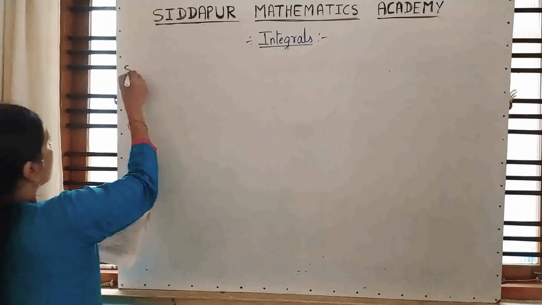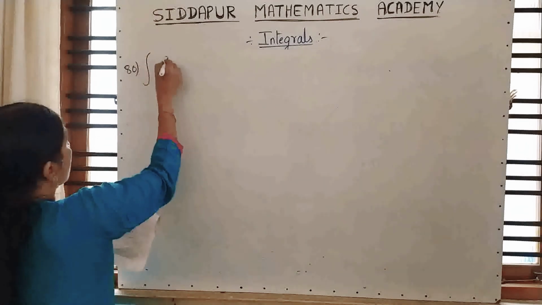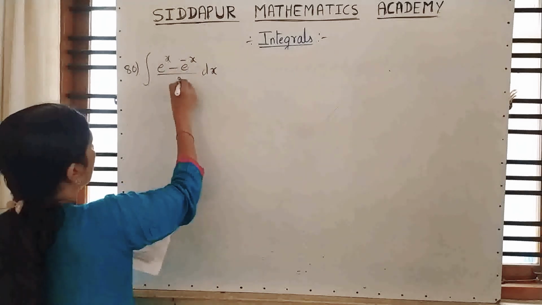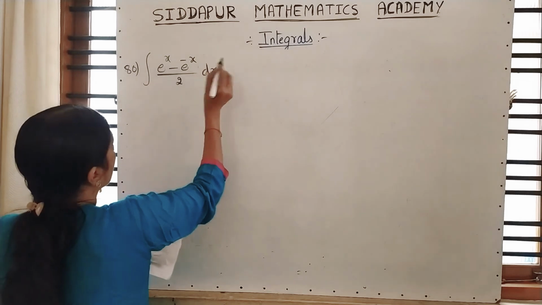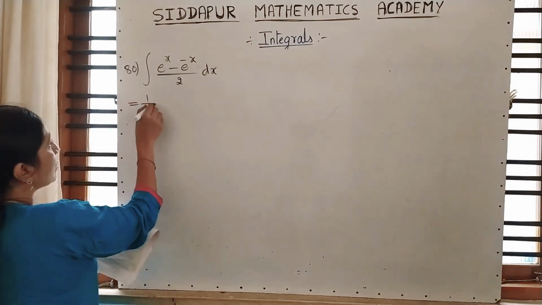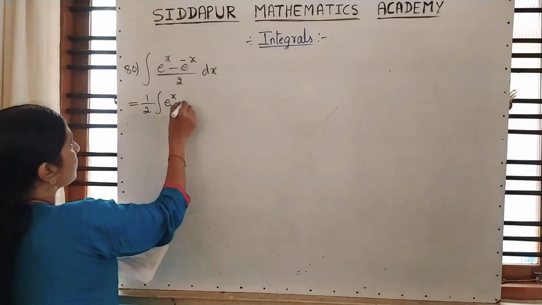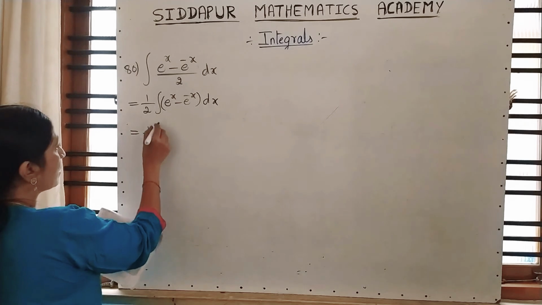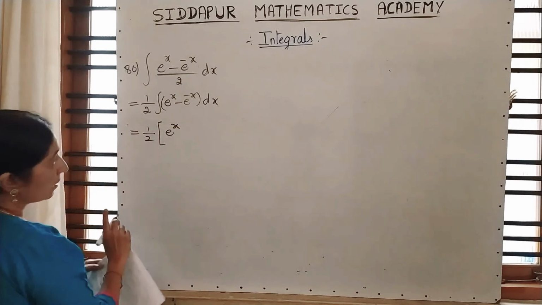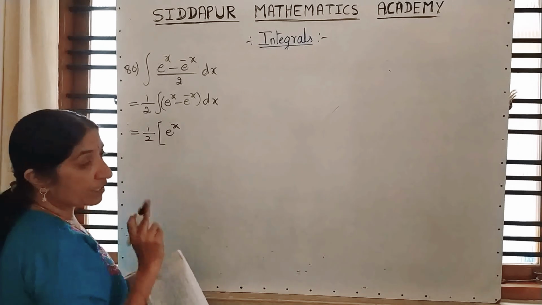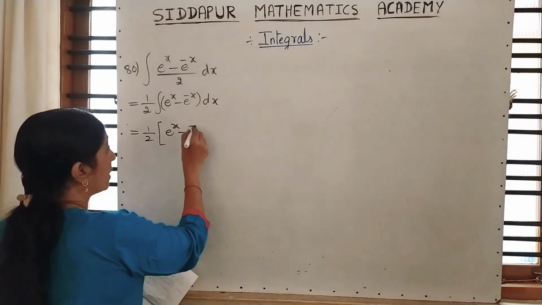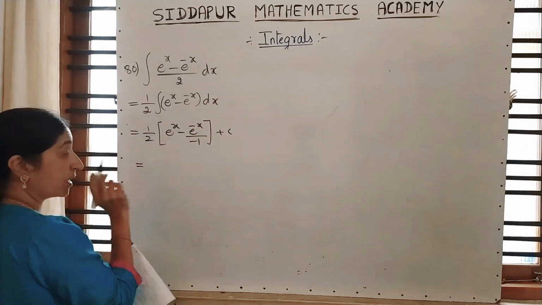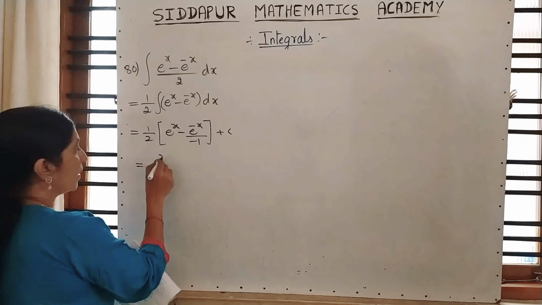E raised to x. 1 by 2 constant. Write it first. Keep 1 by 2 as it is. Integration of e raised to x is e raised to x. Integration of e raised to minus x is e raised to minus x upon minus 1, because x coefficient is other than 1, that is minus 1. And this minus into minus becomes plus.